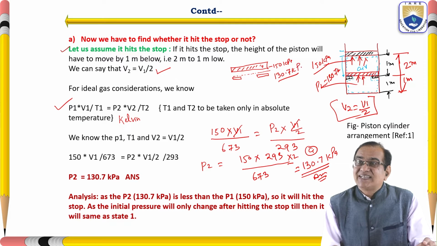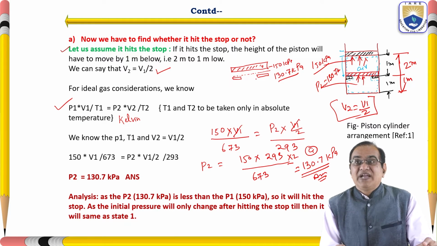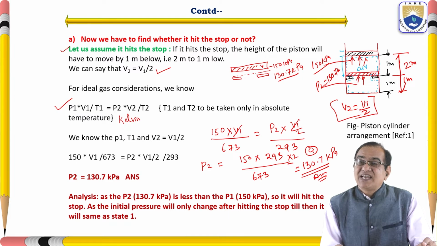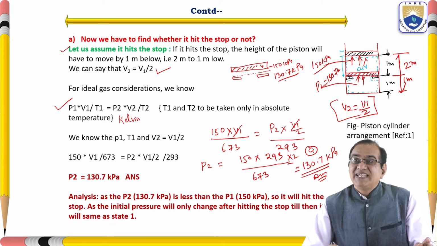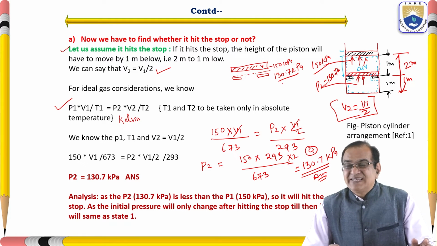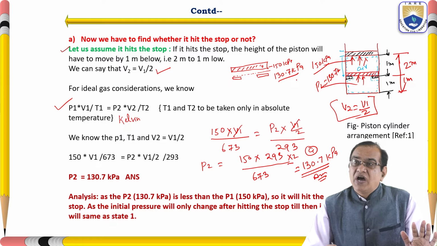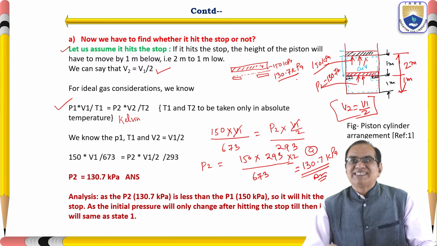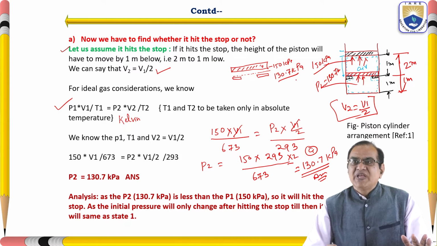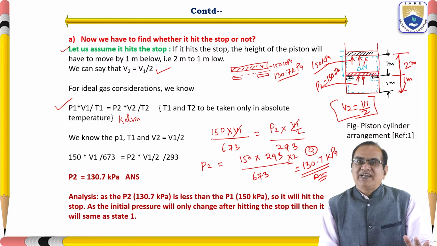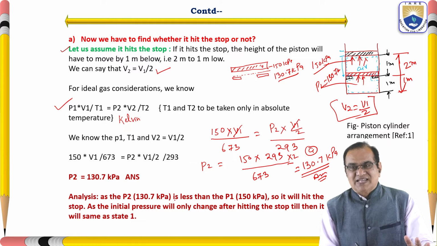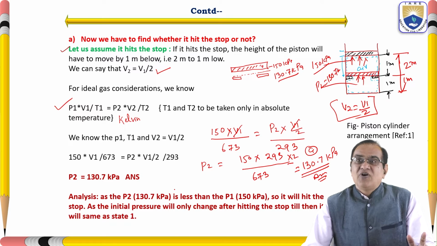This indicates that it has hit. Till the time this pressure is not falling down, it is not hitting. The indication is that all of a sudden the pressure falls, and this fall in pressure indicates that the piston is hitting the stop. So we are now sure that the piston has hit the stop and the pressure at that point is 130.7 kilopascal. So part A we have done.